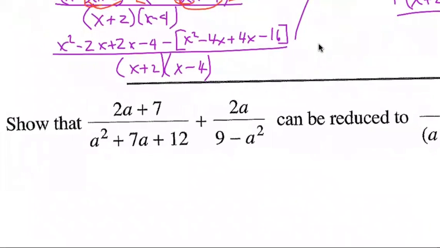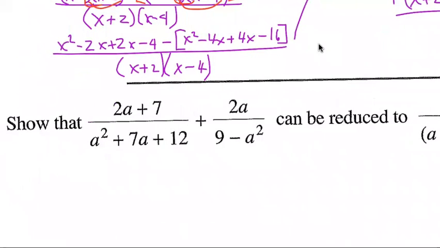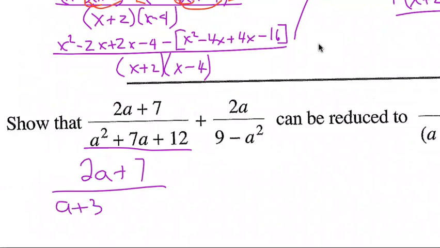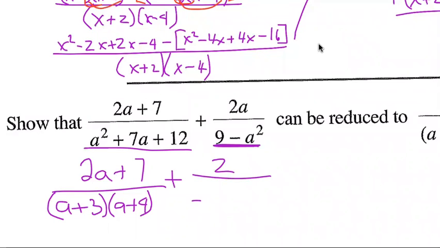So I'm going to factor; my numerators don't need factoring. This is going to factor to (a + 3)(a + 4). So I'm going to have (2a + 7)/((a + 3)(a + 4)) plus 2a. And I'm going to do the negative trick here so that this reverses. Negative 1 over a² − 9. Now it's a difference of squares.